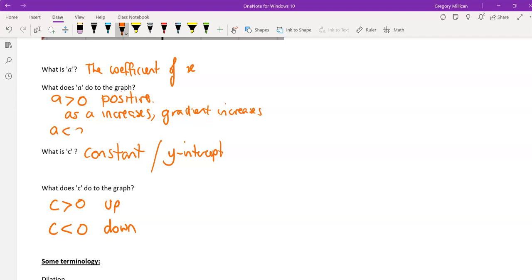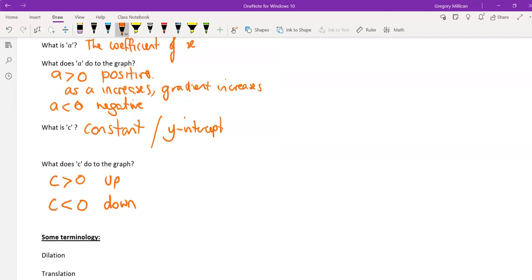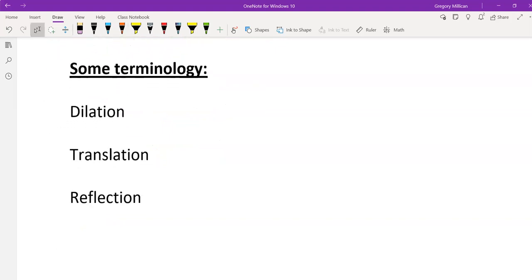Okay, when A is less than 0, it's negative. But the same thing applies. As A gets bigger negatively, the gradient just gets bigger negatively. Okay? And so what we're describing here is how those changes affect my basic graph. So I start with y equals x, and then I can manipulate it to form the linear function I want. Now, we don't necessarily do that with this type of function, but I'm just introducing something that you are somewhat familiar with.